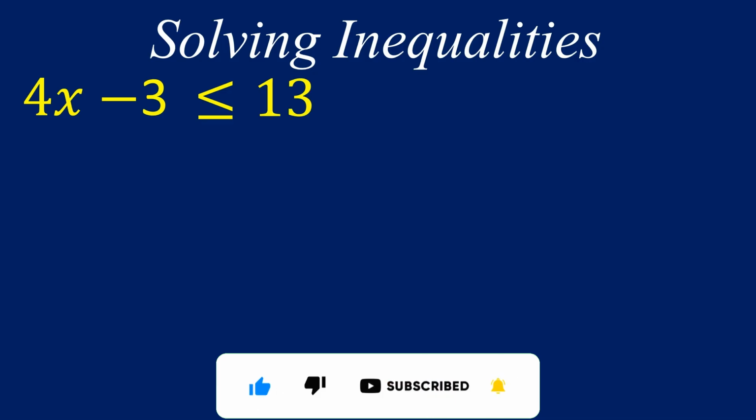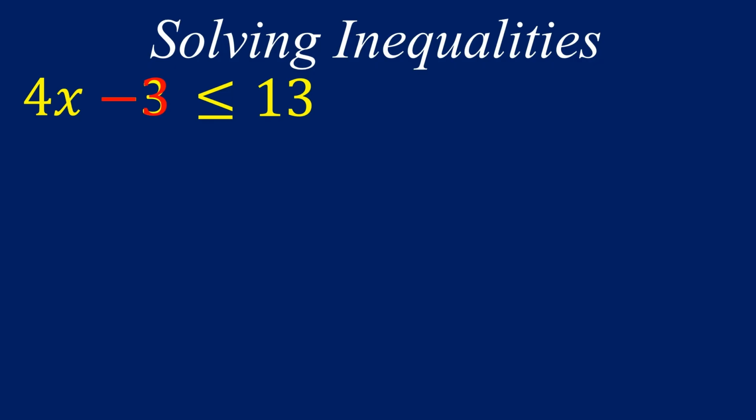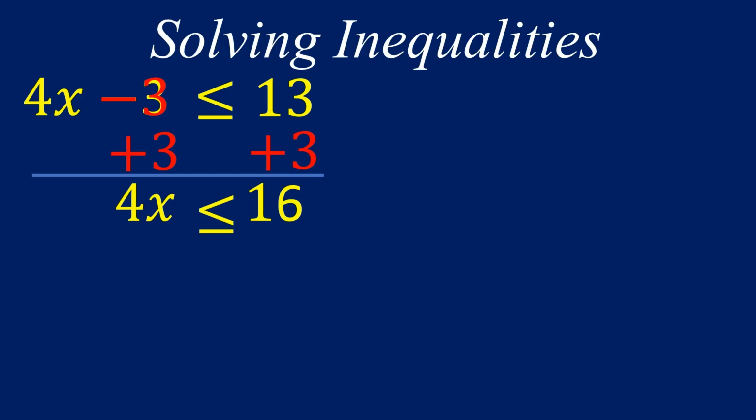For this inequality, we have minus 3, so we add 3 to both sides. The 3's cancel on the left-hand side, leaving 4x, and on the right-hand side, 13 plus 3 is 16. Make sure we write less than or equal to, not an equal sign. Next, we divide both sides by 4. The 4's cancel on the left-hand side, leaving x, and 16 divided by 4 is 4. So the solution is x is less than or equal to 4. What does this mean? It means x can be any number less than or equal to 4.